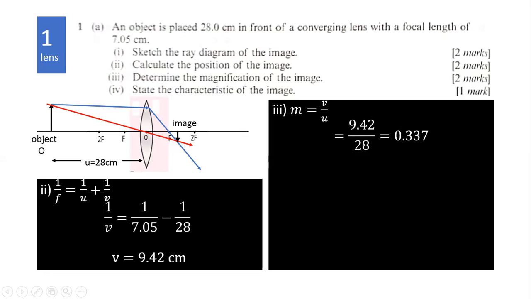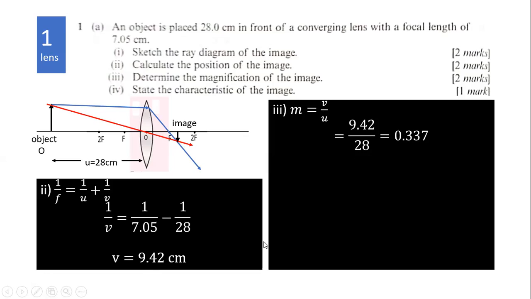Okay. Not 7.05, sir. Object distance, not focal length. Oh. Okay, you correct? Yeah, formula V over U. V is 9, correct. U is 28.